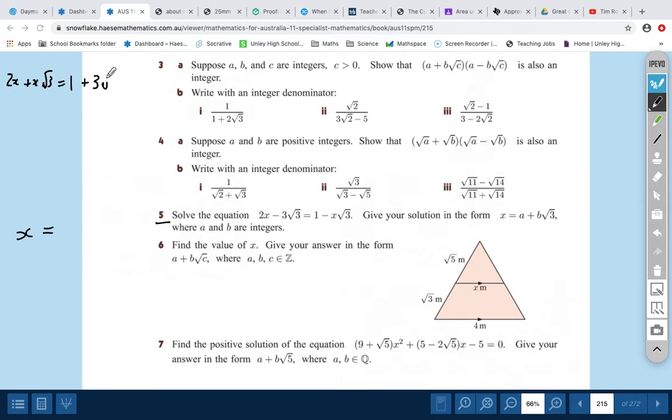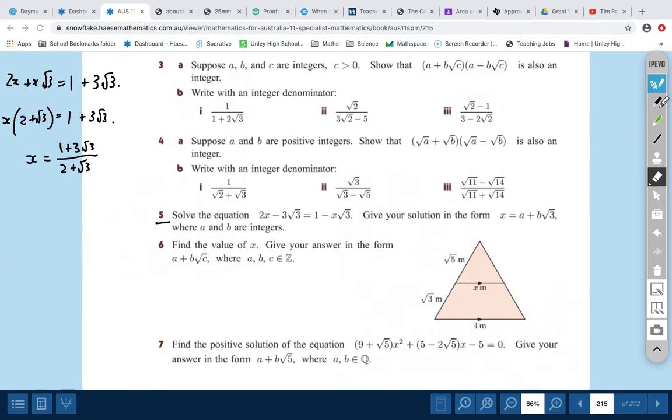plus 3 root 3. Okay, these terms both have an x, so I can pull that x out and be left with x times 2 plus root 3 equals 1 plus 3 root 3. All right, let's get that x by itself by dividing both sides of the equation by 2 plus root 3. So we get x equals 1 plus 3 root 3 on 2 plus root 3. Okay.